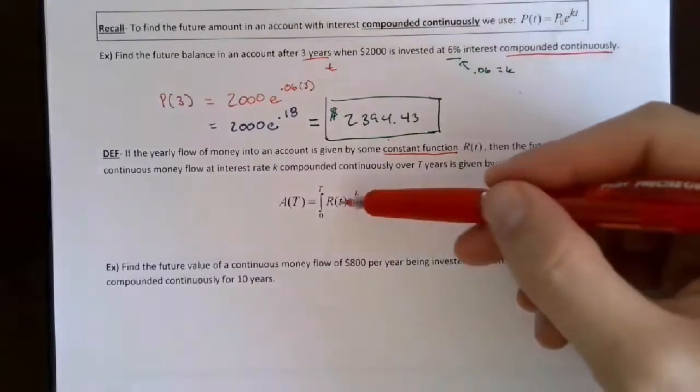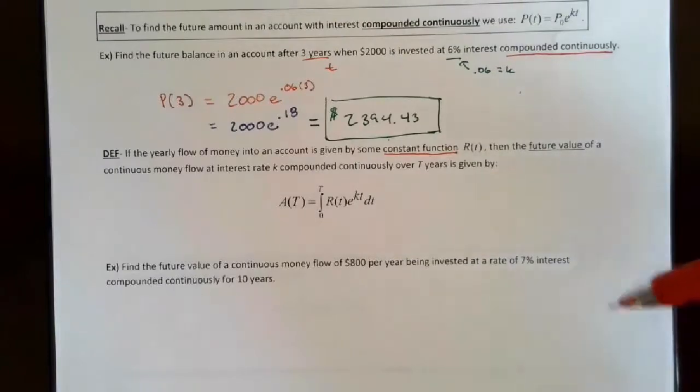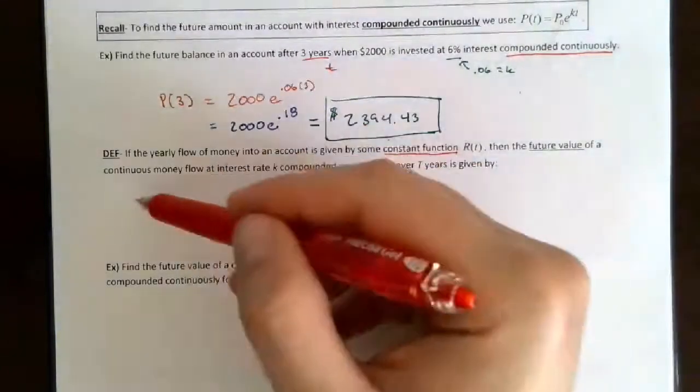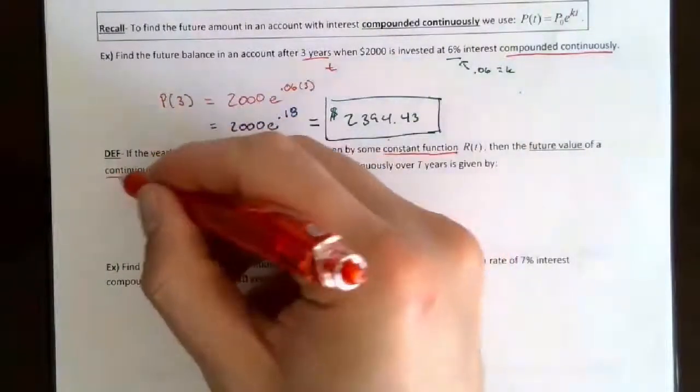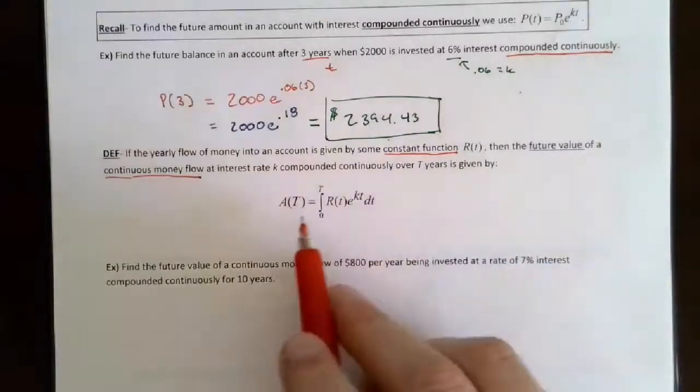So it's saying if you keep putting in the same amount into that account every year, compounded continuously, the future value of a continuous money flow. So when I say continuous money flow, that's what I'm really talking about. The continuous money flow is that every year I keep putting in the same amount. Interest rate k compounded continuously over t, capital T years, is given by this formula, A of t.